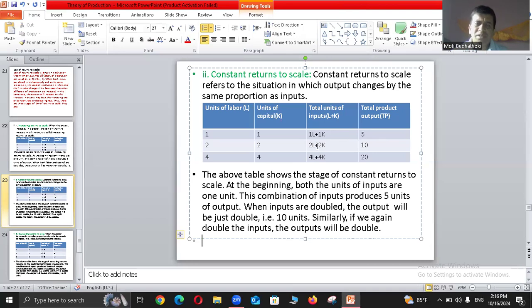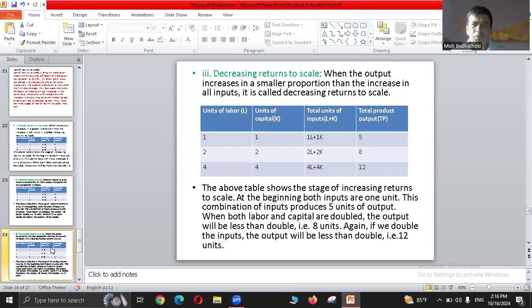And if you double the input units, 2L plus 2K, it gives double the production, from 5 to 10 units. And if you again double the units of inputs, that gives 10 to 20, double the output. So this is the law, or this is the returns, known as constant returns to scale. In the same ratio, we can see here the increasing or decreasing rate of production.